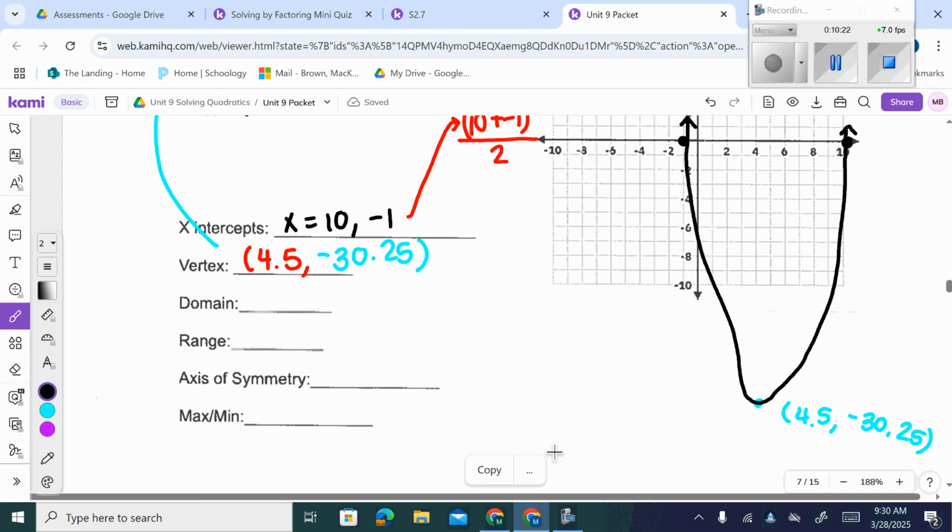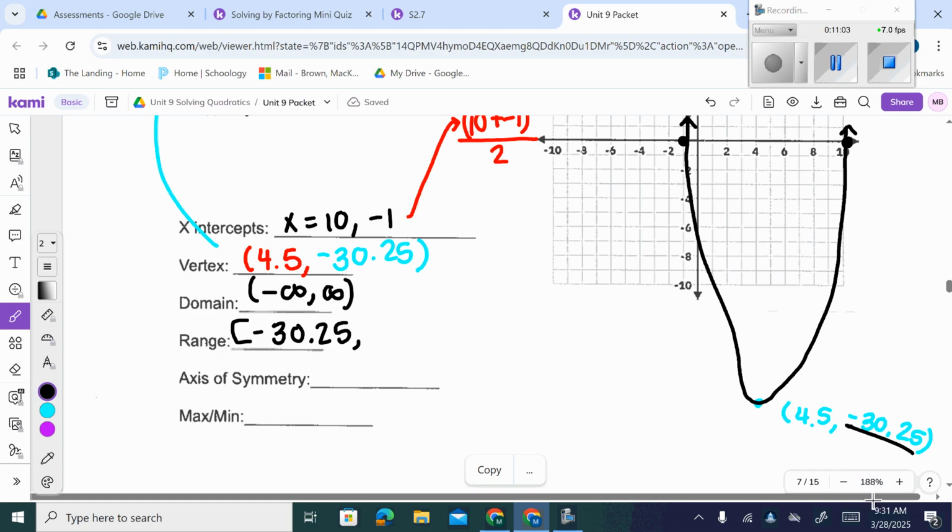Okay. What's our domain going to be? Negative infinity to positive infinity. All right, range is from where to where? Good, the lowest it goes is negative 30.25. Okay, because 4.5, that's on the x-axis, correct? You with me? Okay, I want to know how low it goes. So I'm going to start at the bottom, and the lowest it goes is negative 30.25. 4.5 is the x, okay?